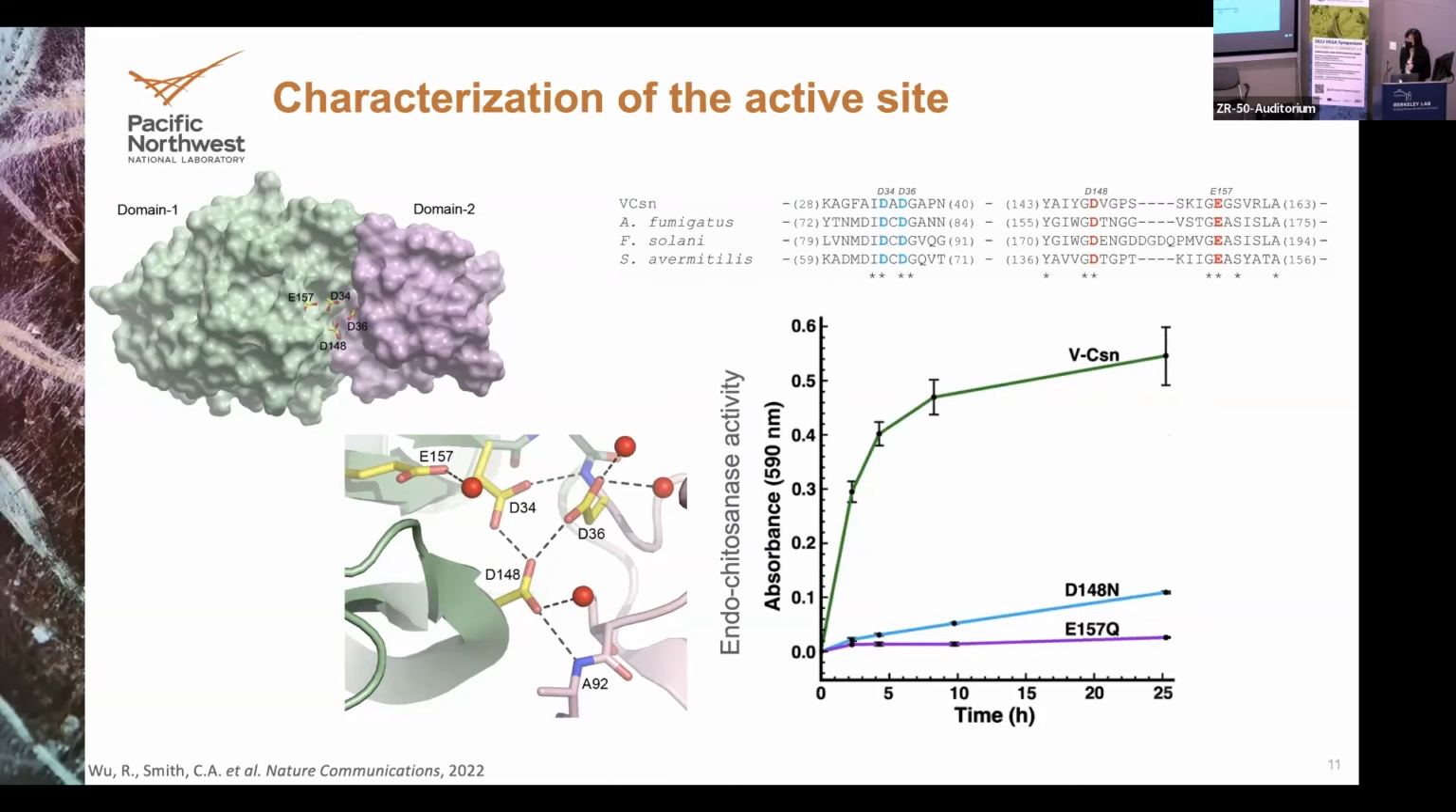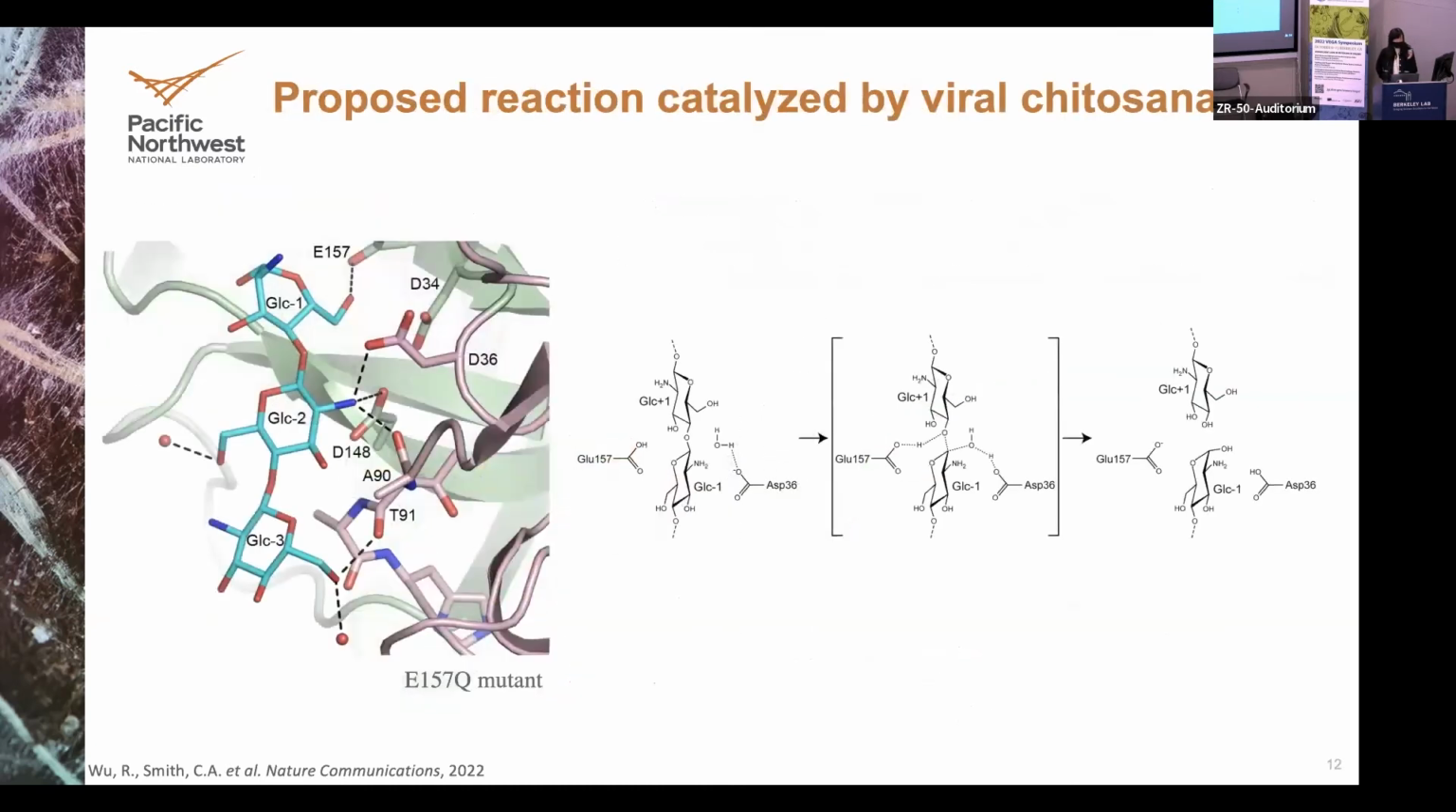Then the next question is: are these conserved residues related to the active site of this functional viral cytosinase? Again, JGI helped us to generate single site directed mutants of aspartic acid and glutamic acid respectively. And indeed, these mutants showed reduced activities compared to the wild type, which is in green here. Then we further co-crystallized the mutant with the substrate, the chetohexyl, and only the glutamic acid mutant could form a complex with the substrate without cleaving the polymer.